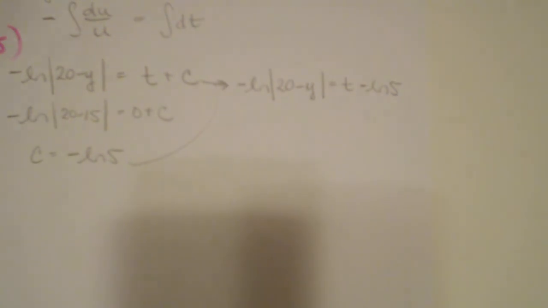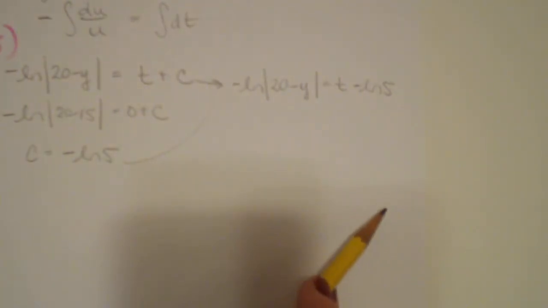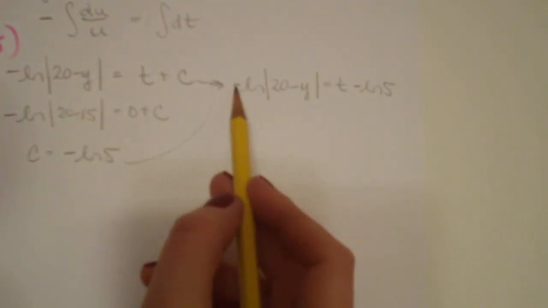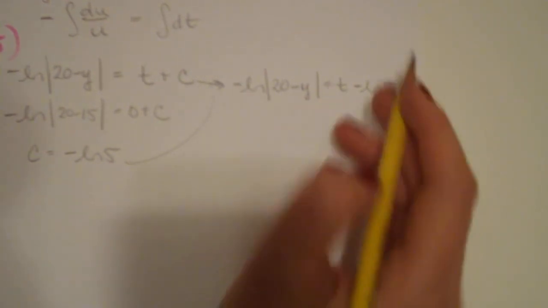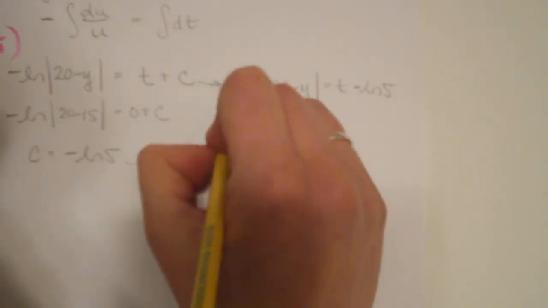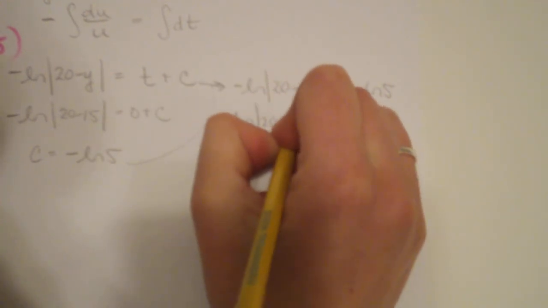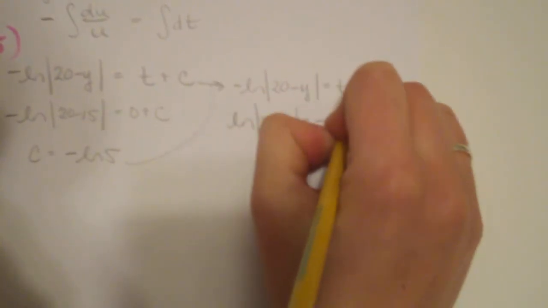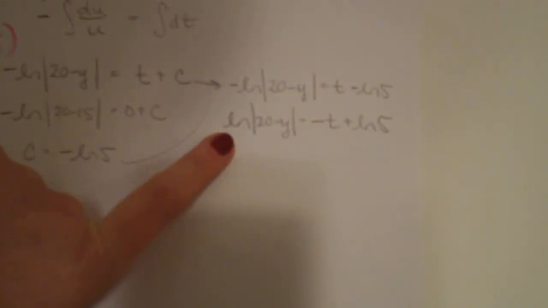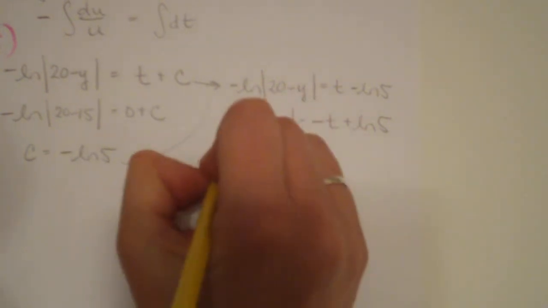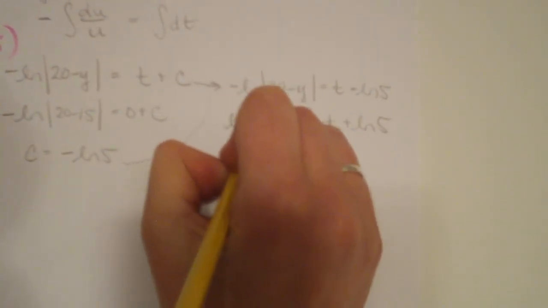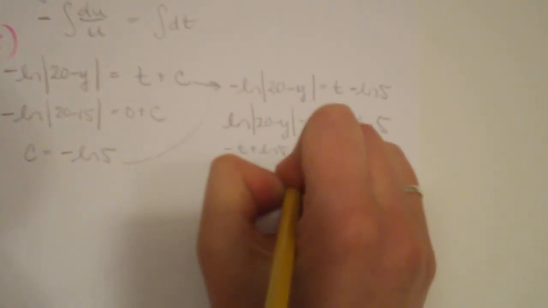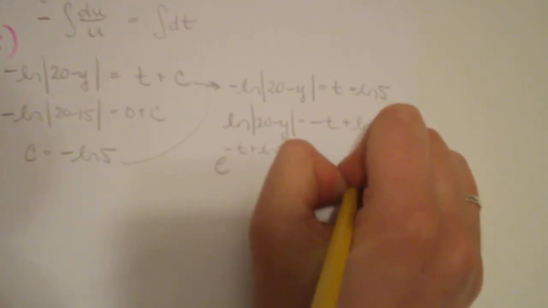Okay, so I have this equation here, and what I'm doing now, I'm going to go through and get rid of that negative. I don't want that there, so I'm going to go through and change all my signs. Ln of 20 minus y is equal to negative t plus ln of 5. Okay, now that I have ln by itself, drop the base. Here we go. E to the negative t plus ln of 5 is equal to absolute value 20 minus y. Bam! Not too shabby. I swear we're getting to the end.